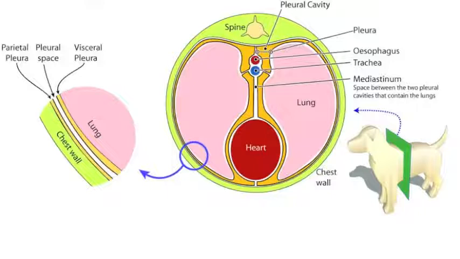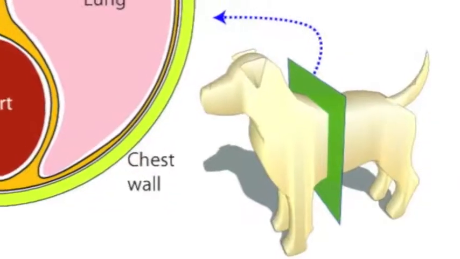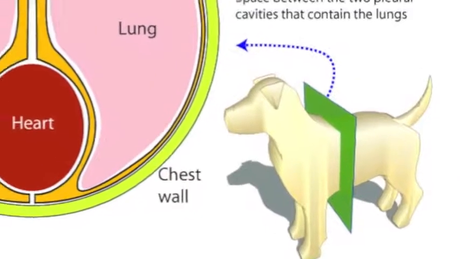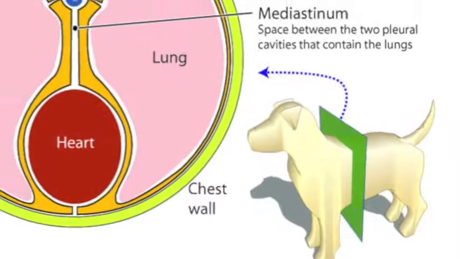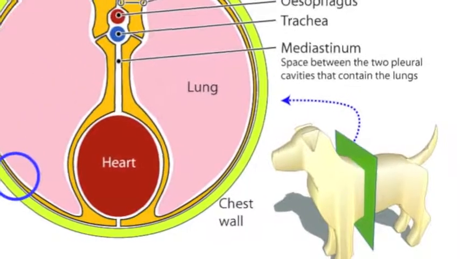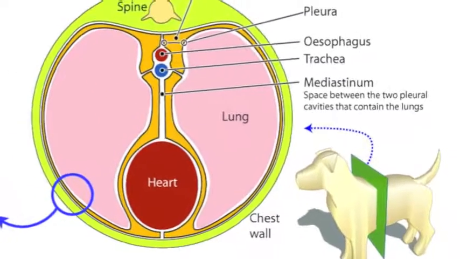To understand a pneumothorax, we do have to have an understanding of the lungs and how they function. This is just a brief overview of the lung and where it sits. Obviously, we know the lungs are within the chest cavity.